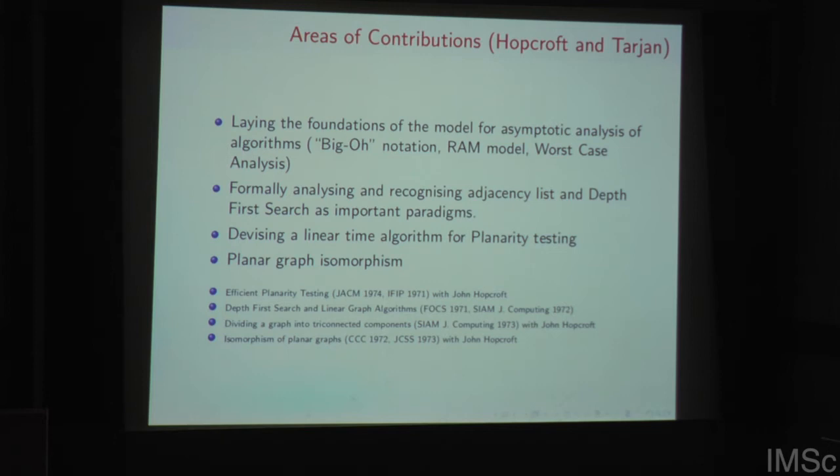So after that, the paths of Hopcroft and Tarjan diverged a bit. The learning from this work for Tarjan was that data structures play an important role in the design of algorithms. So he spent a lot of time on data structures. And Hopcroft was into science building. He settled the science of complex automata theory, the science of algorithms, and he moved on to different areas.